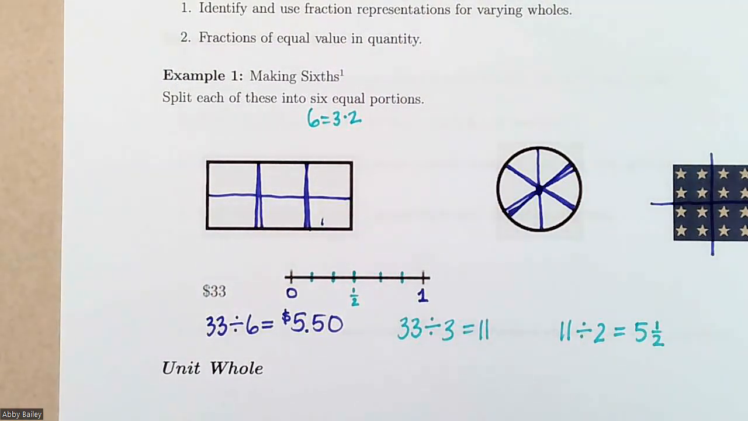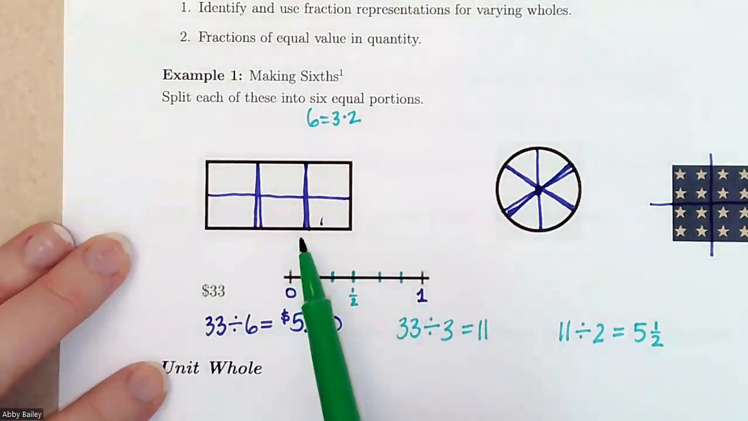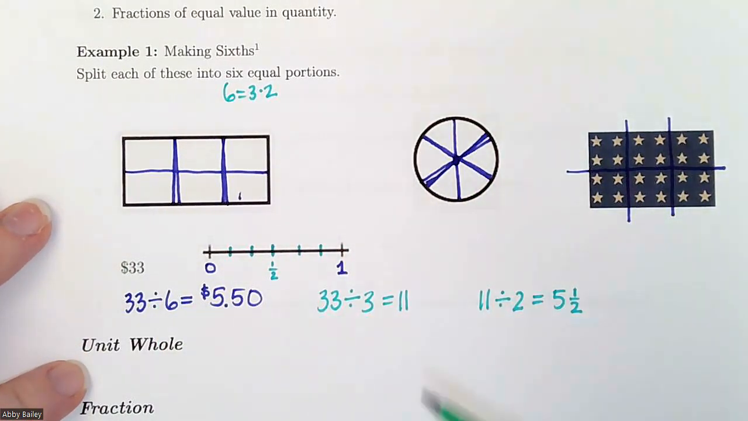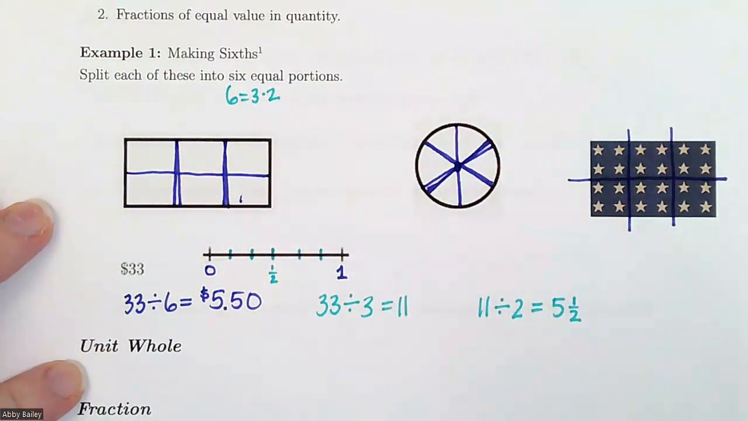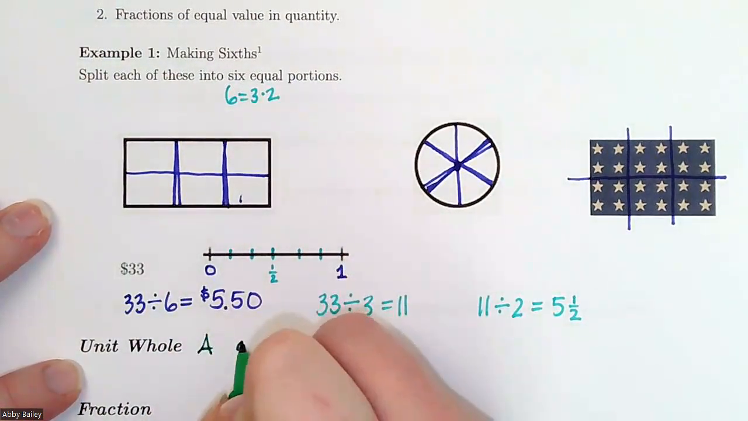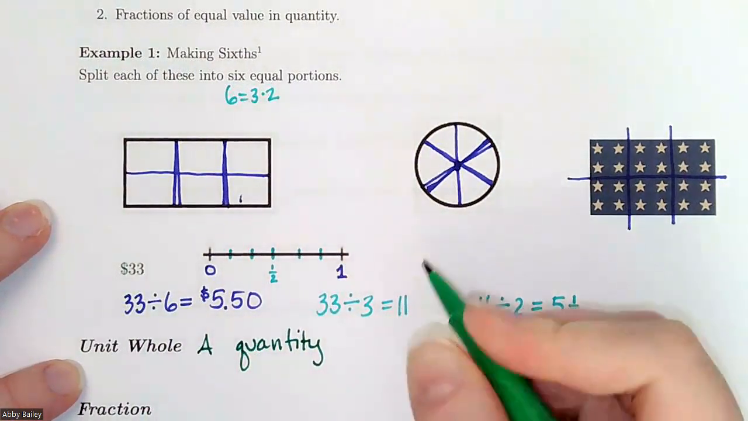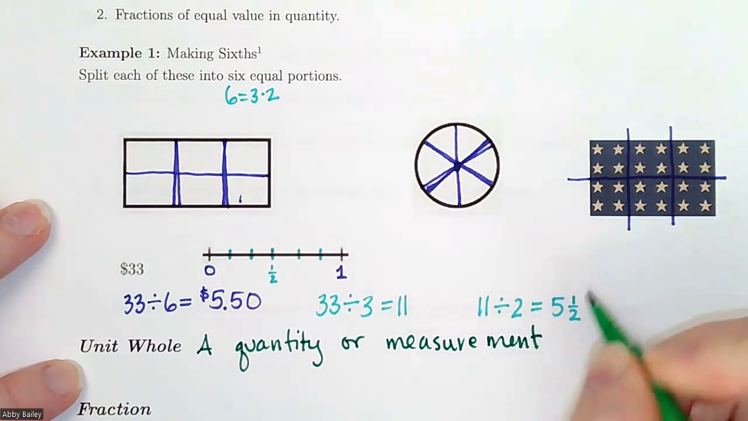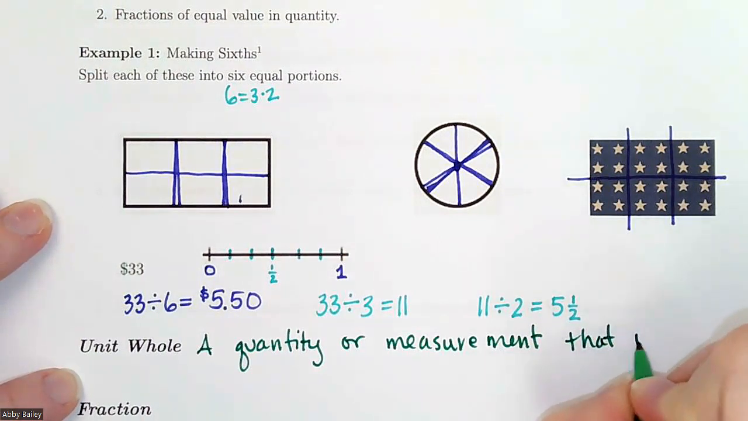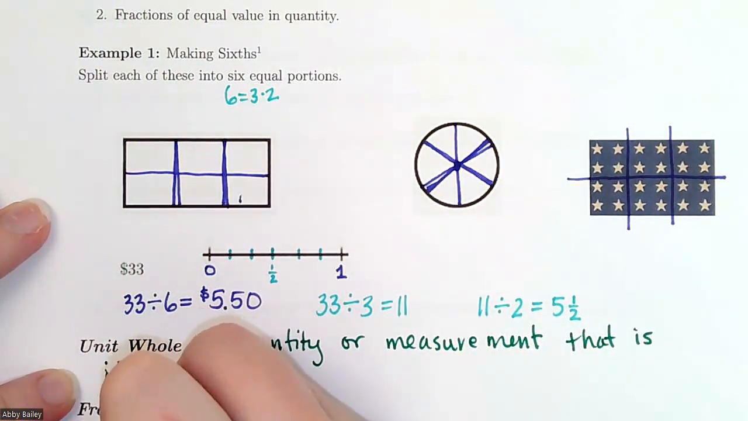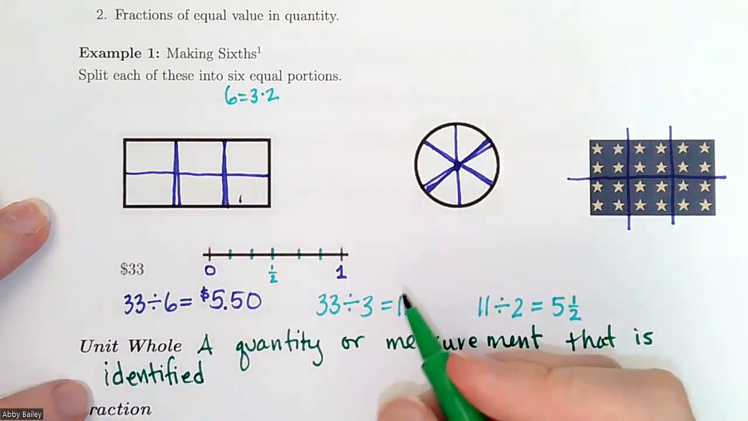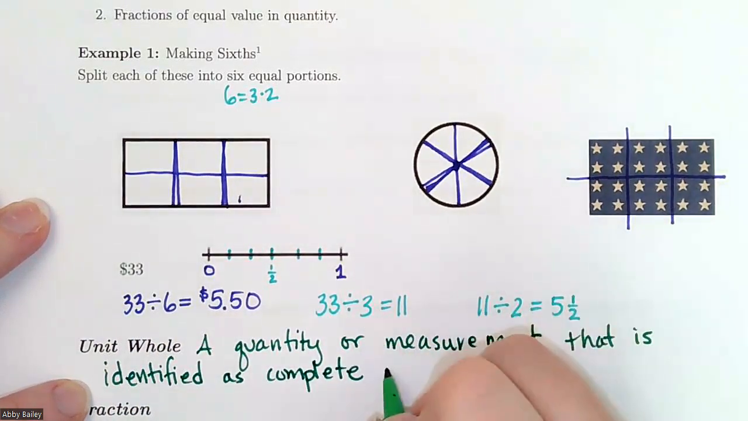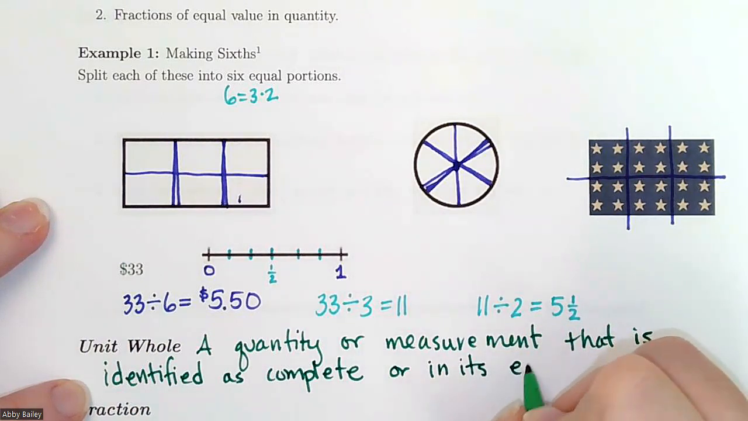All right. So what is a unit whole? Because I just feel like we saw 1, 2, 3, 4, 5 different unit wholes all split into 6 equal portions. So unit whole: a quantity or measurement that is identified as complete or in its entirety.